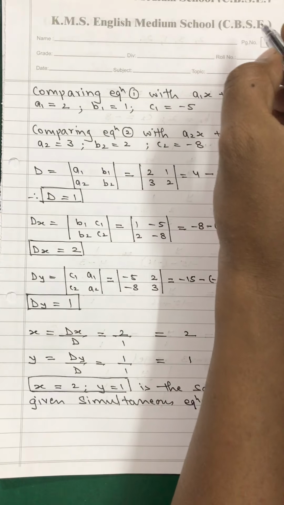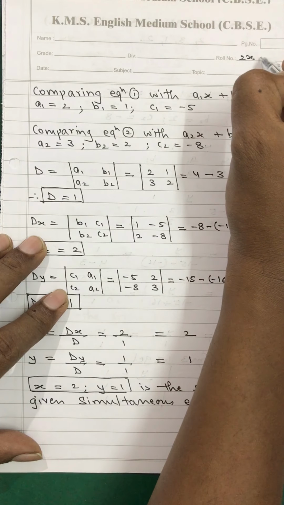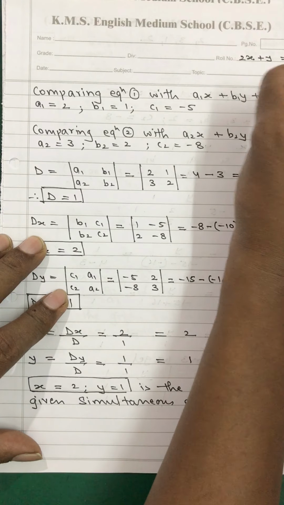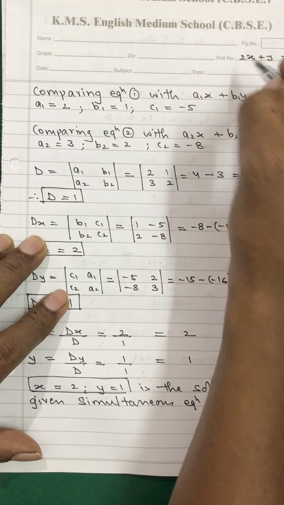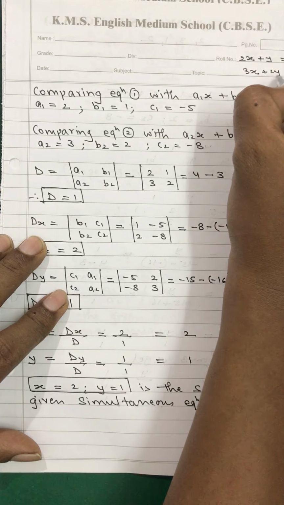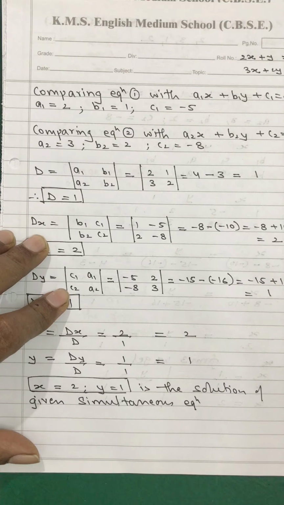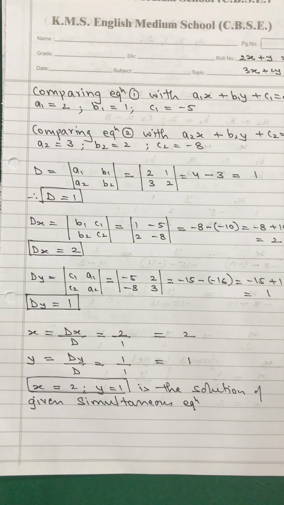So, what is the second question? The equations that are given to you are 2x plus y is equal to 5. This is already 5 on the right hand side. 3x plus 2y is equal to 8. Okay, these are the equations given to you.